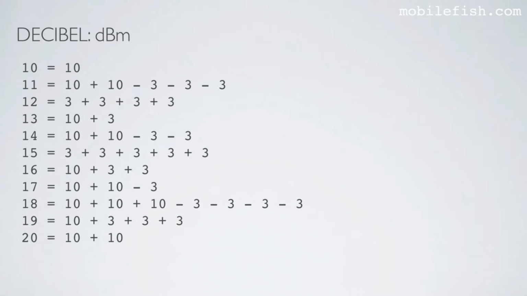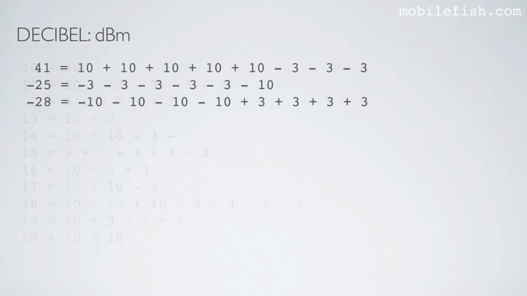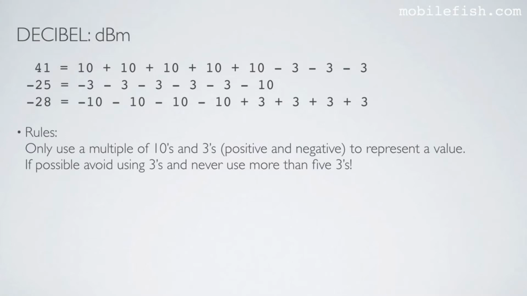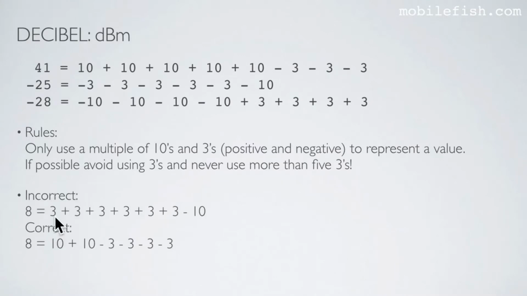Here are more examples. And here are a few difficult ones. The rules are: only use a multiple of tens and threes. You can use positive and negative values to represent a value. If possible, avoid using threes and never use more than 5 threes. Do you know why? It's because of the rounding I have explained earlier.